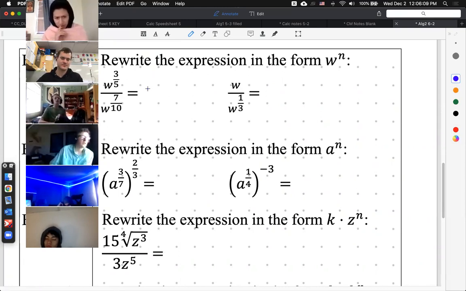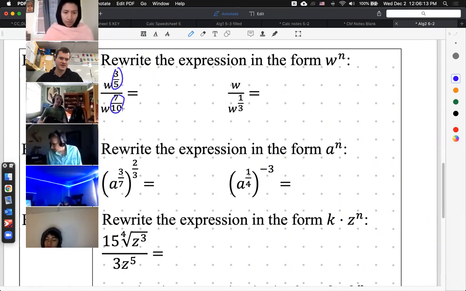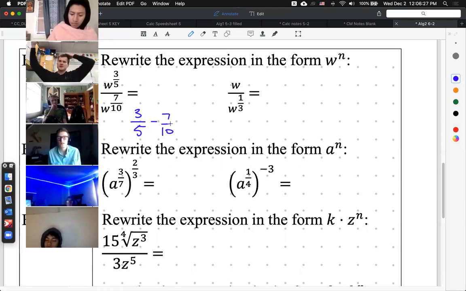You'd be subtracting, right? Yeah, you're subtracting these powers. This 3/5, I'm going to subtract the 7/10 because I'm dividing the common bases. So let's go ahead and write it out. Down here, I need to do 3/5 minus 7/10, and I can't do that. So someone help me.